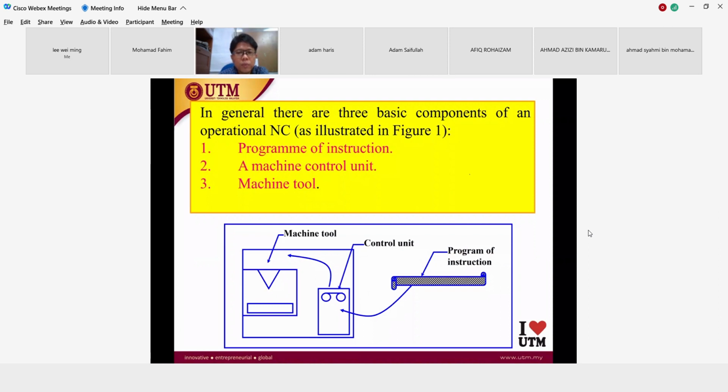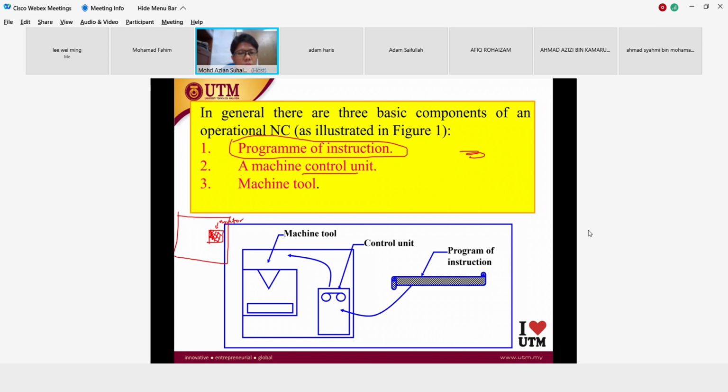This is from previous, a history of NC coding. So you have a program instruction here, then you have a machine control unit. If you go to our lab, you can see a huge machine, and there is an industrial PC. This PC is the control unit. The monitor here is the brain, the control unit.